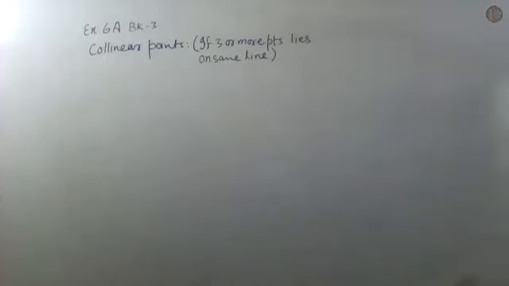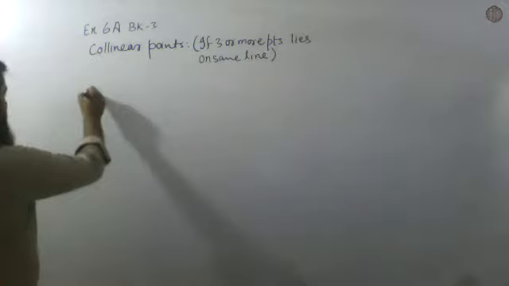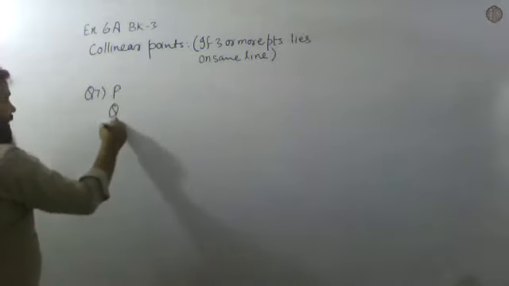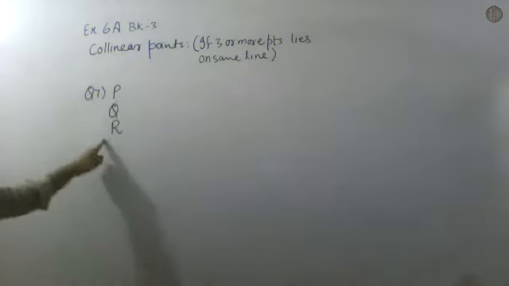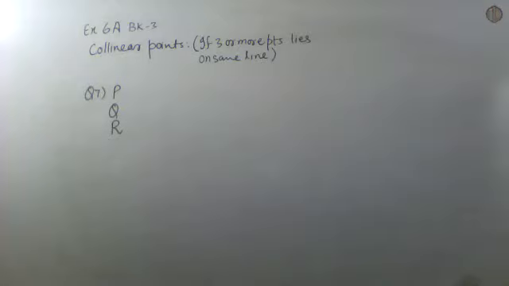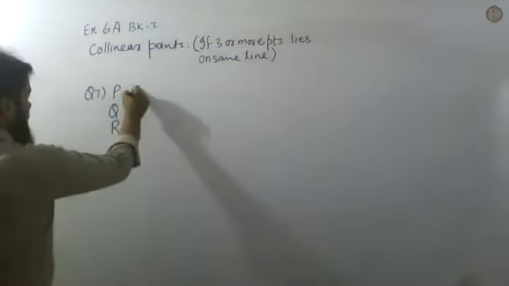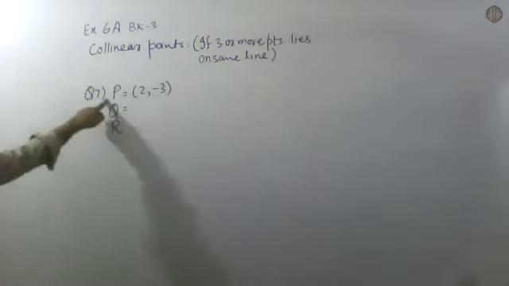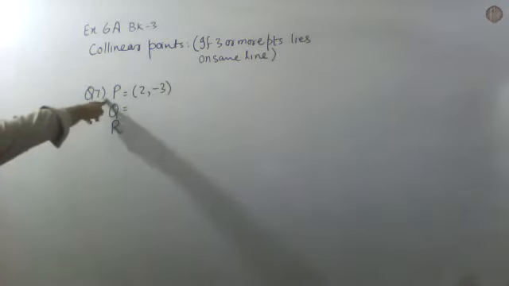Number 7, they are giving us point P, point Q, and point R. They are giving us 3 points whose coordinates are given to me. The coordinate of P is given 2 comma minus 3.